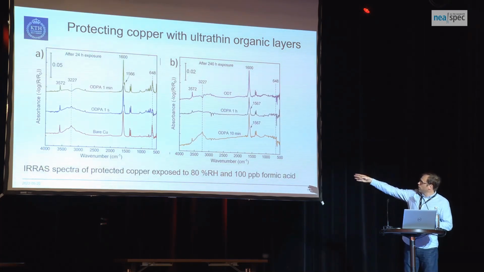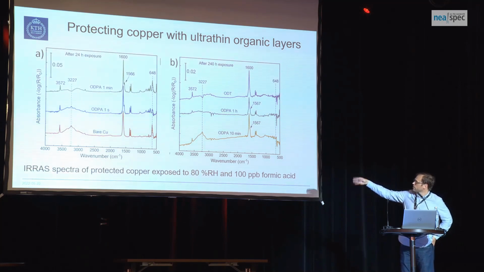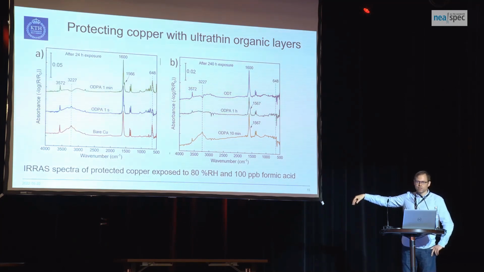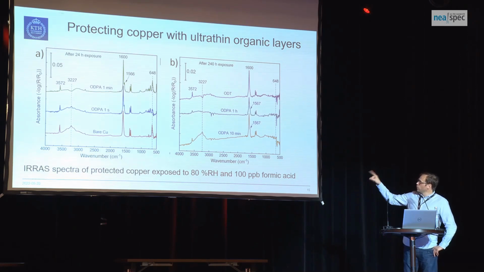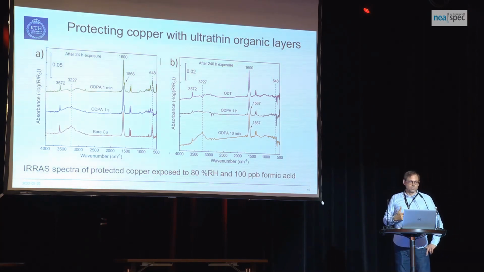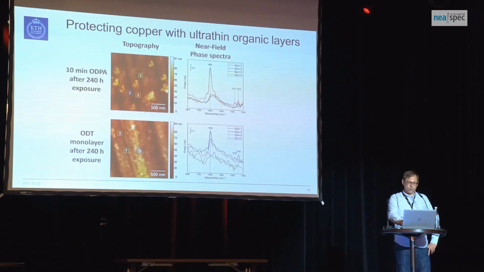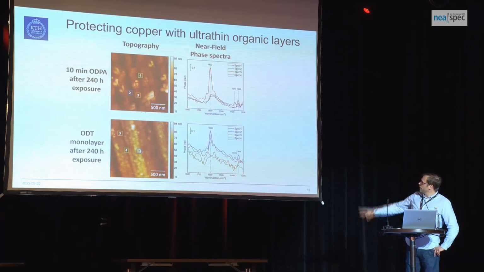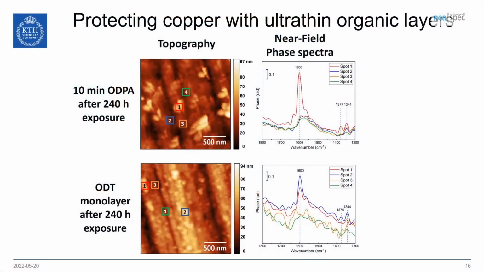If you look at this one, you see the bare copper after 20 hours, the red one, it has corroded quite a lot. If we dip the copper surface in ODPA for 1 second, 1 minute, well, not much really improves. If you put it in for 10 minutes, 1 hour, and expose it for 240 hours, so 10 times more, you can see that it's actually working quite well. So then we start to reduce the corrosion. So if we look at the images here, you can see that in all of these ones, well, we reduce the corrosion, but it's not really perfect.